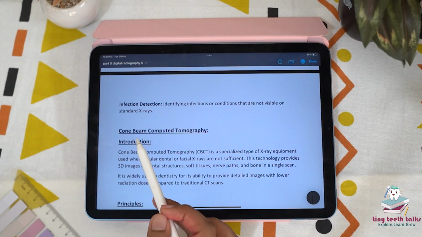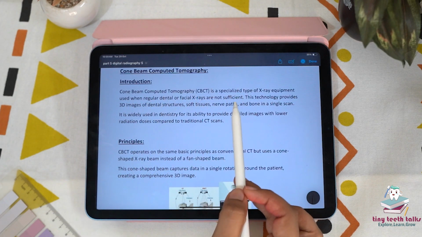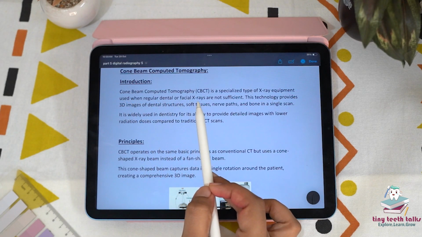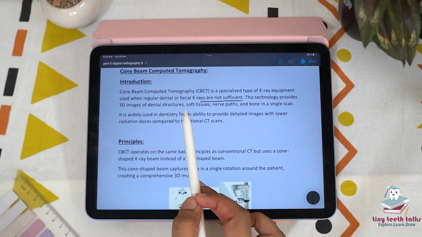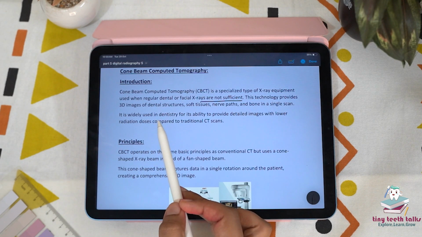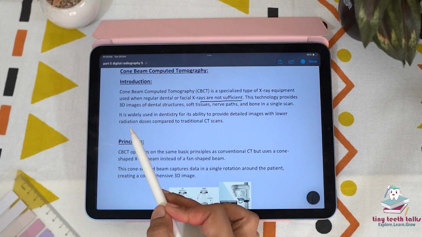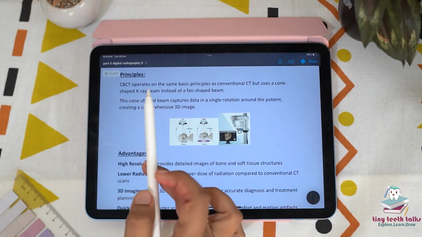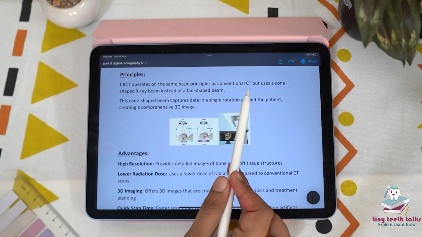Coming to the cone beam computed tomography. Cone beam computed tomography (CBCT) is a specialized type of X-ray equipment used when regular dental or facial X-rays are not sufficient. This technology provides 3D images of dental structures, soft tissue, nerve paths, and bone in a single scan. It is widely used in dentistry for its ability to provide detailed images with a lower radiation dose compared to traditional CT scans.